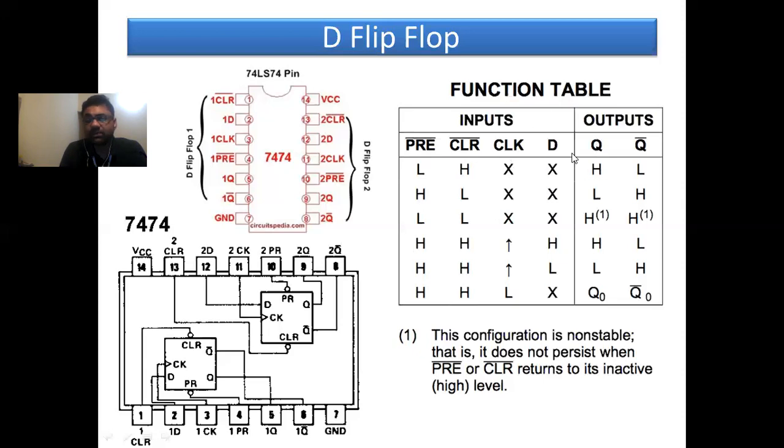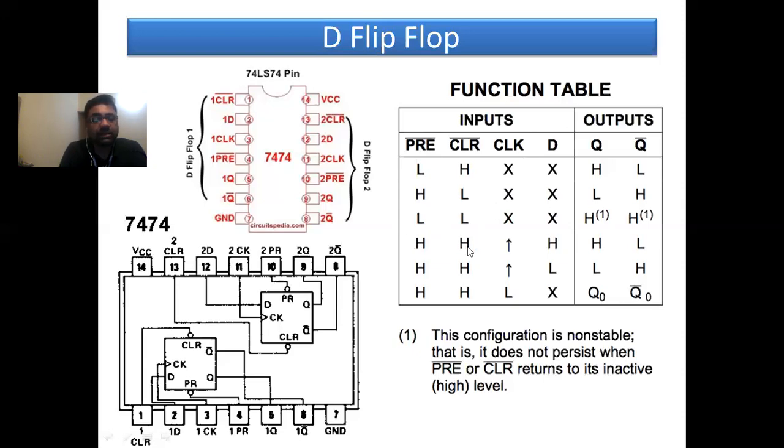Preset means Q will become high. It doesn't matter what D is. Then when preset is high and clear is low, the output will be low. It doesn't matter what D is, and also doesn't matter what the clock is, because these are all asynchronous operations. Then when preset and clear both are low, this is not a desired condition. That means it will forcefully go into high mode, and this is not a stable mode. So when preset and clear both are high, it will go into clock operation.